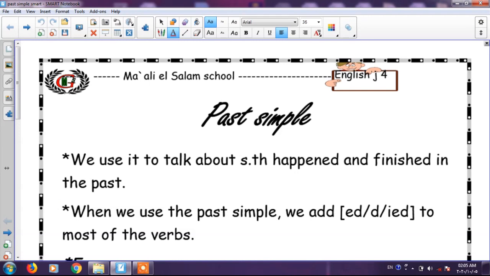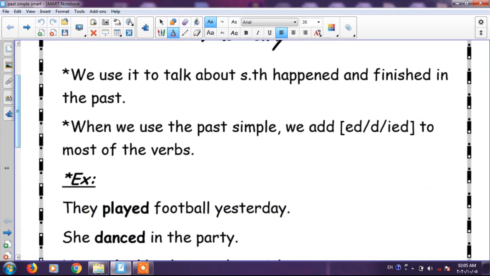Okay, today we'll take a new grammar lesson, which is the past simple tense. What is the meaning of past simple tense? I use it to talk about something that happened and finished in the past. Okay, so I use the past simple to talk about something that happened and finished.